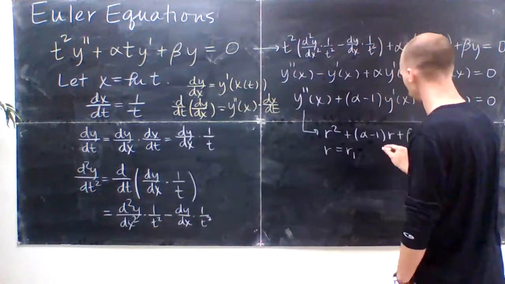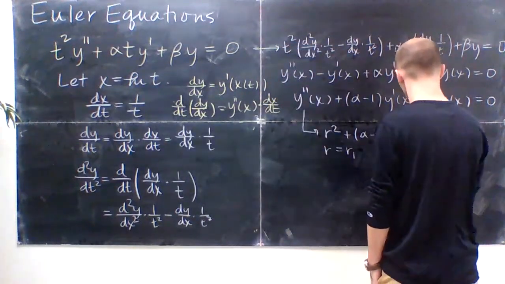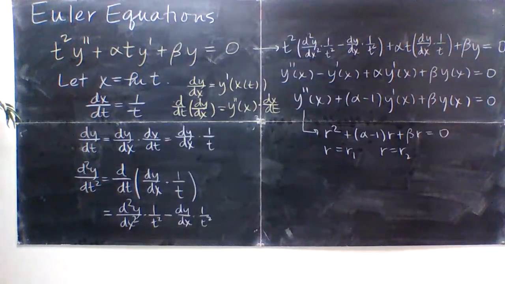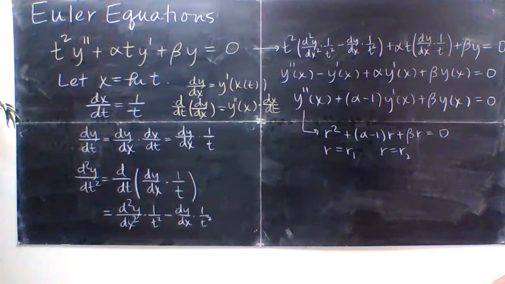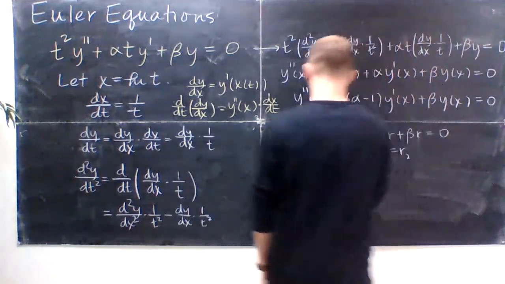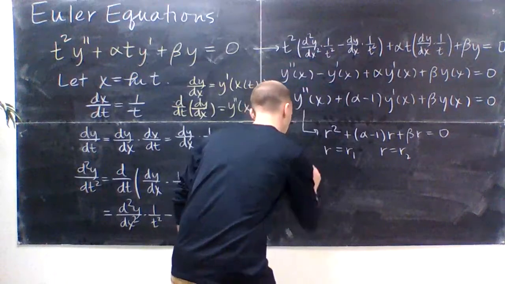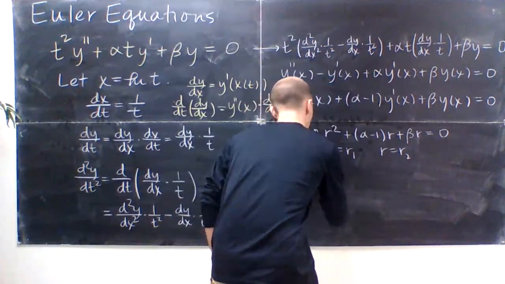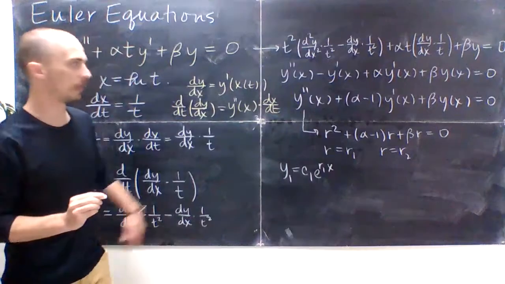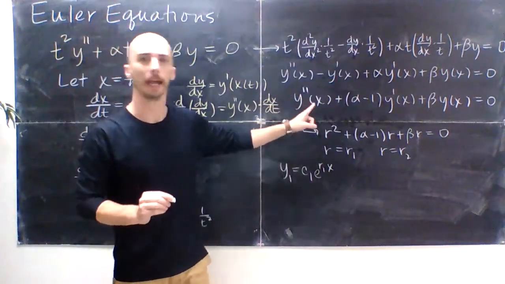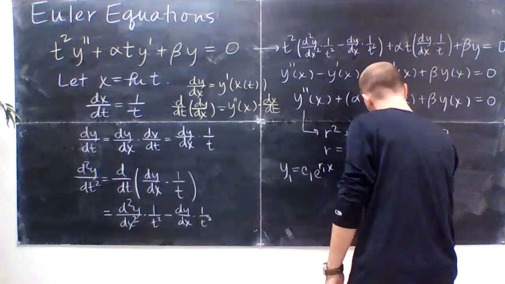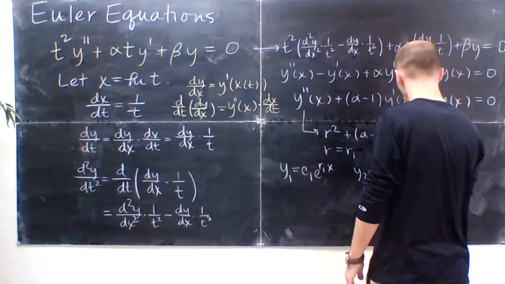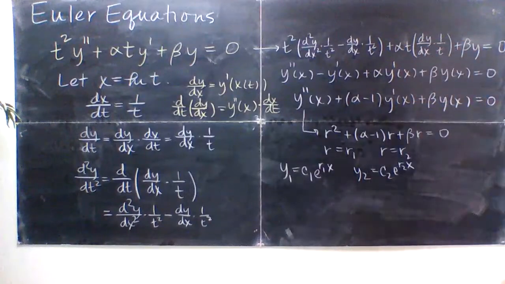So let's just say we get r equals r1 and r equals r2 are our solutions. And I will say right now I'm just supposing they're distinct, although I think you will know what to do if they're not. Then we get y1 equals c1 e to the r1x, right? Because this was a second order ODE in x. And y2 equals c2 e to the r2x. But x is equal to log of t.